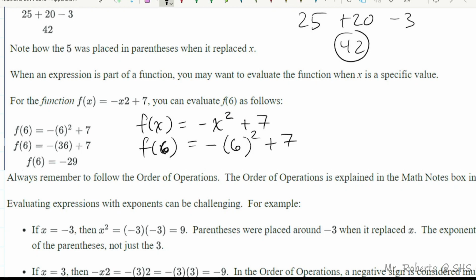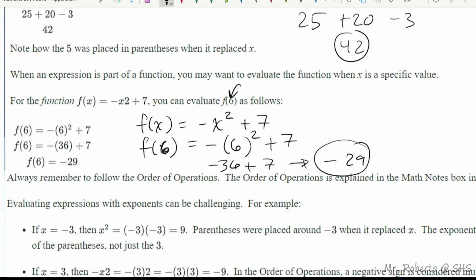Now, this is the opposite of 6 squared. 6 times 6 is 36. And then I take the opposite of it. That's going to be a negative 36 plus 7, which gives me negative 29. So when x is 6, when I put 6 into this function, I get out negative 29.